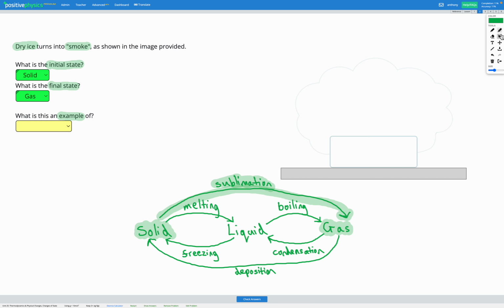So what is this an example of? In this question, this is sublimation. So all we need to do for each question is figure out what's our initial and final state, and then you can use this diagram to figure out what is the name of that change of state.